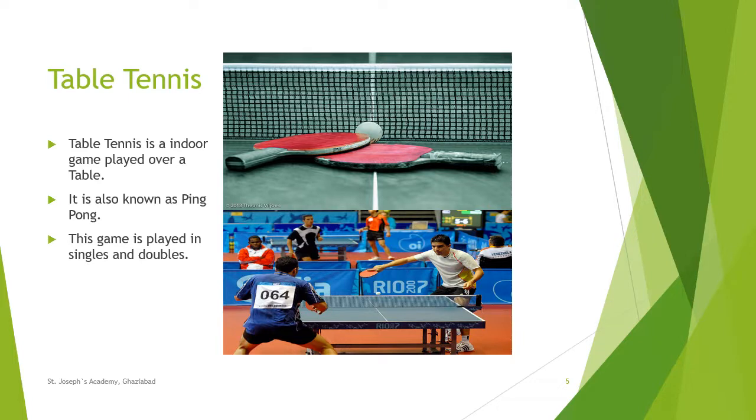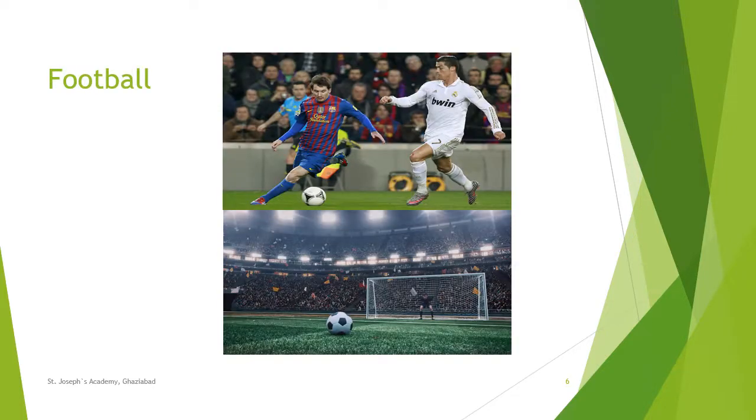This game is played in singles and doubles. The game of table tennis is played with a racket and a plastic ping pong ball. Our fourth game is football. Now you can see on the screen the picture of the players playing football and the picture of the football ground with the goalkeeper.